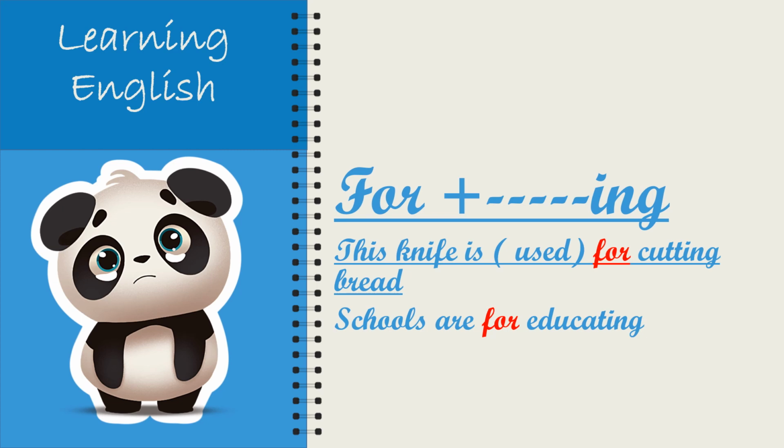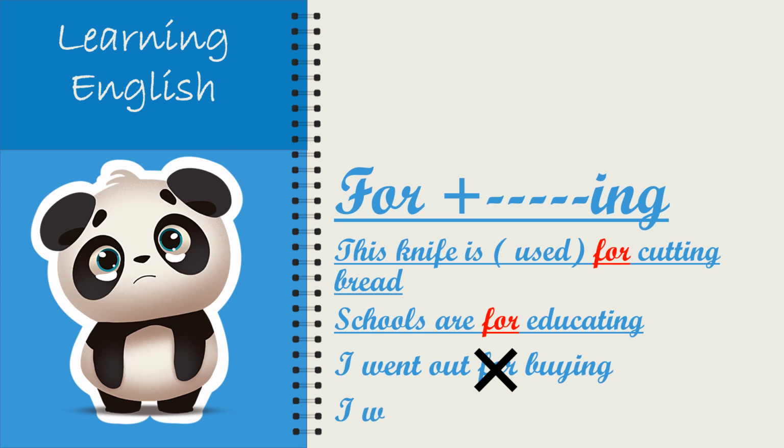We also use it to express the reason for something. Schools are for educating. However, we cannot use it when we want to express the purpose of something. So I cannot say I went out for buying. If I want to say this, I have to say I went out to buy. This is the purpose of something. It's not so difficult, is it?